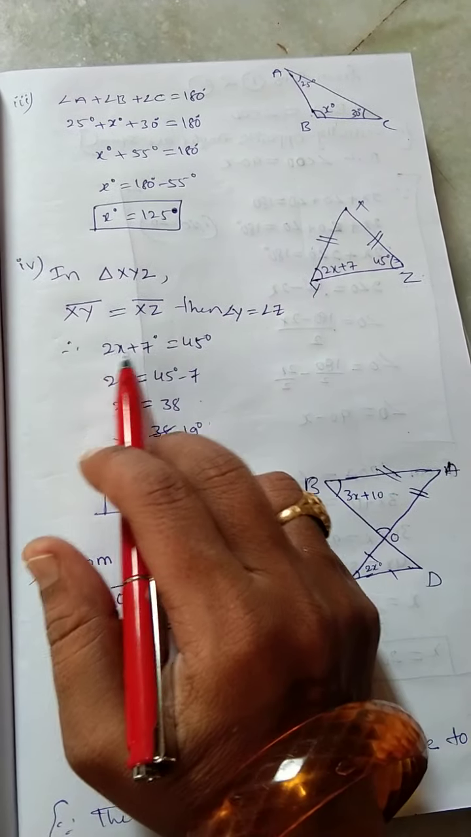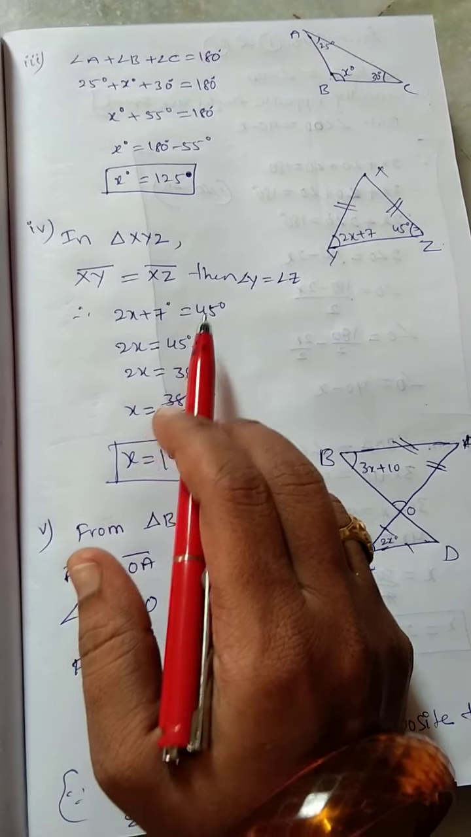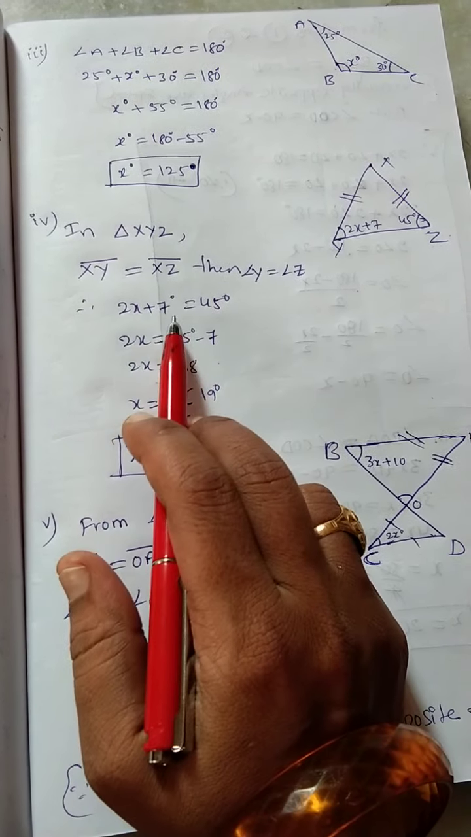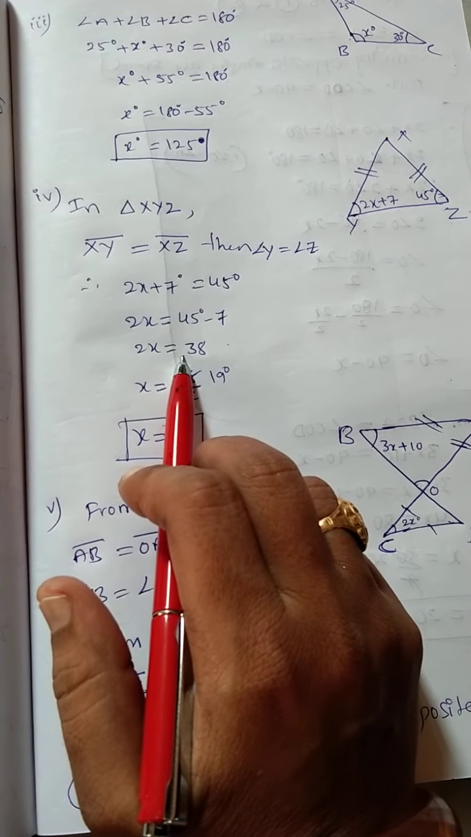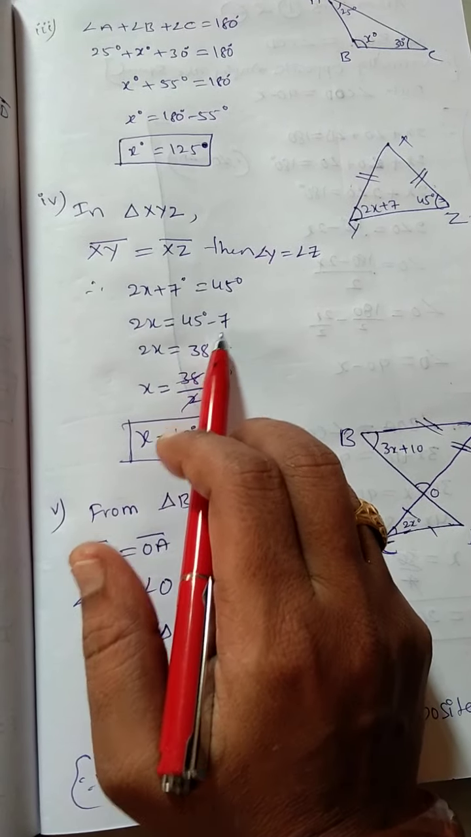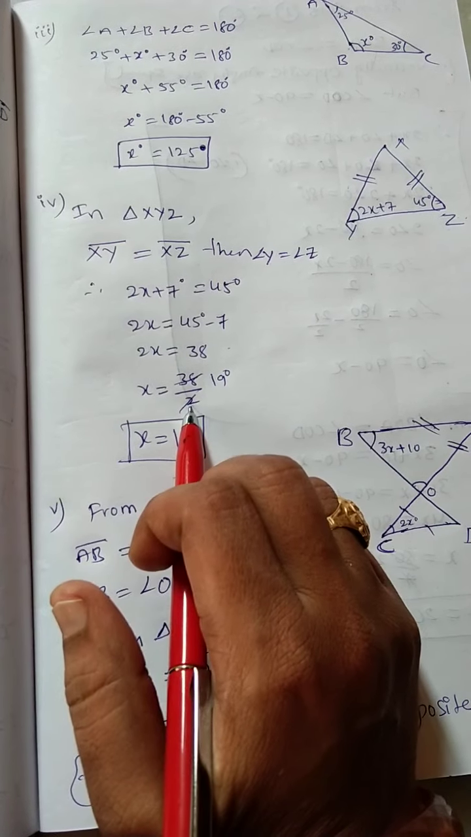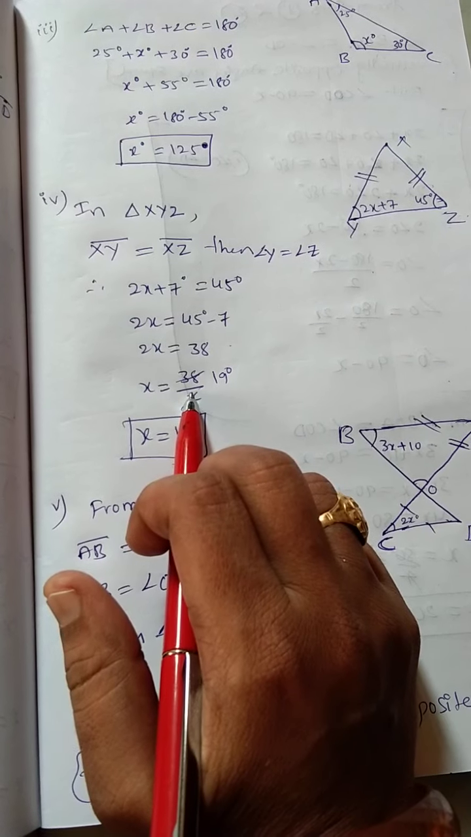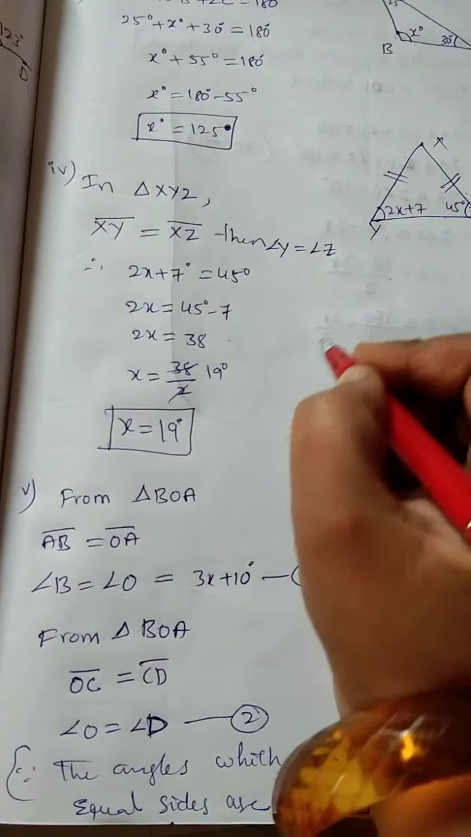So angle Y, 2x plus 7, is equal to angle Z, 45. Now 2x, transposing plus 7 becomes minus 7. 2x is equal to 45 minus 7, which is 38. So x is equal to 38 divided by 2, since the transpose of multiplication gives division. Now do the division, and you will get 19. How to do it?